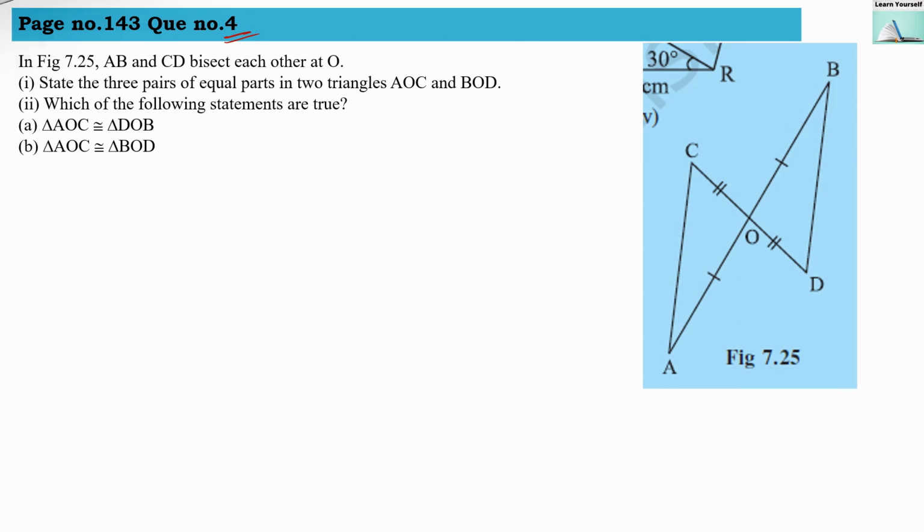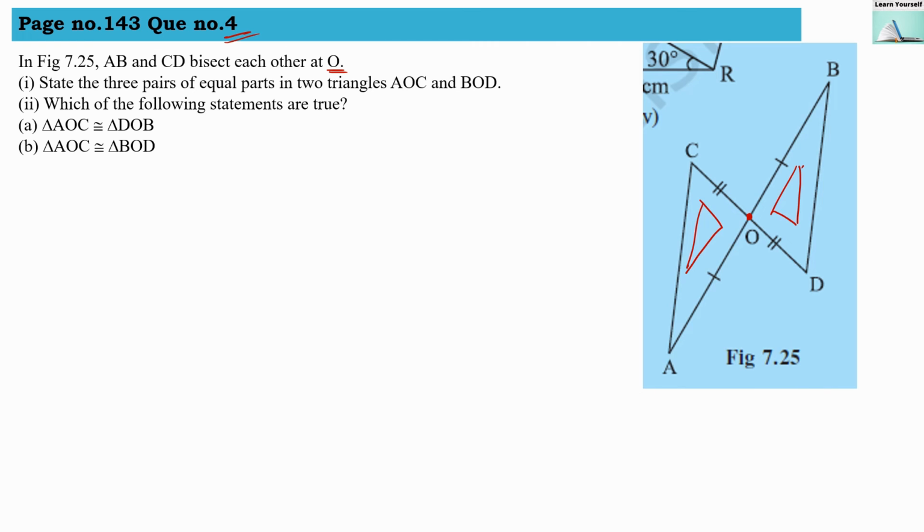Number 4. In figure 7.25, AB and CD bisect each other at O. Bisect means it is intersecting both at equal distance. So each other at O. This is the point of intersection. State the three pairs of equal parts in the two triangles, AOC and BOD. In these two triangles we have to check the equal parts.